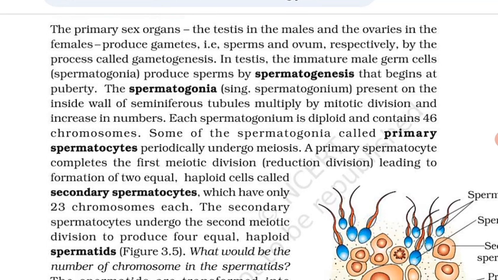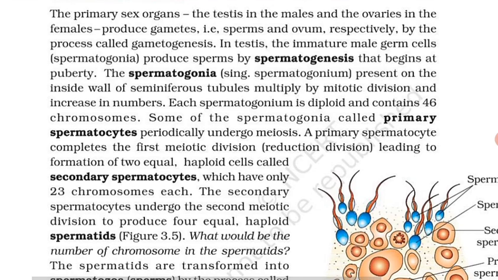The spermatogonia, singular spermatogonium, present on the inside wall of the seminiferous tubules, multiply by mitotic division and increase in number. Each spermatogonium is diploid and contains 46 chromosomes. How many? 46 chromosomes. Some of the spermatogonia called primary spermatocytes periodically undergo meiosis.